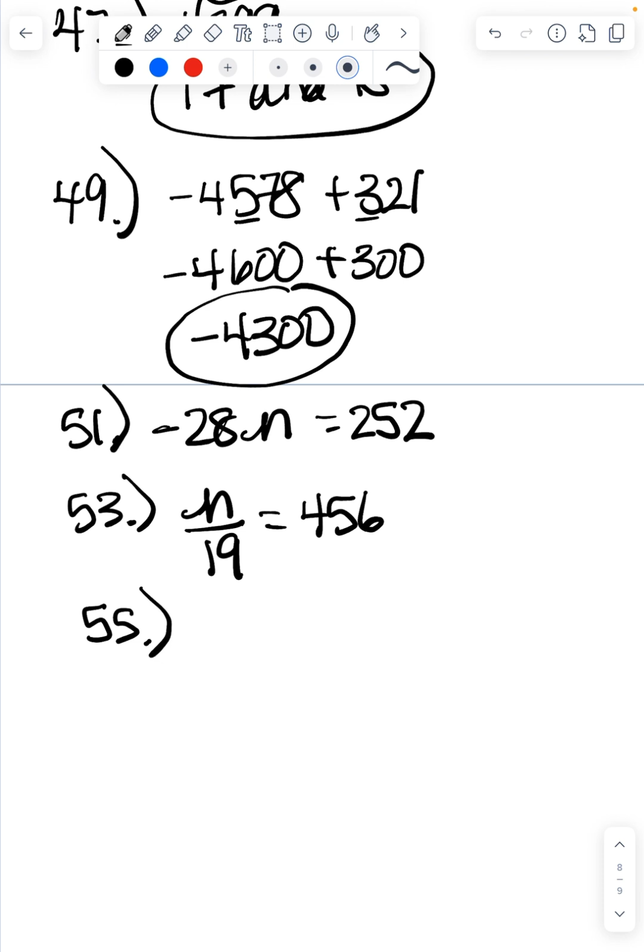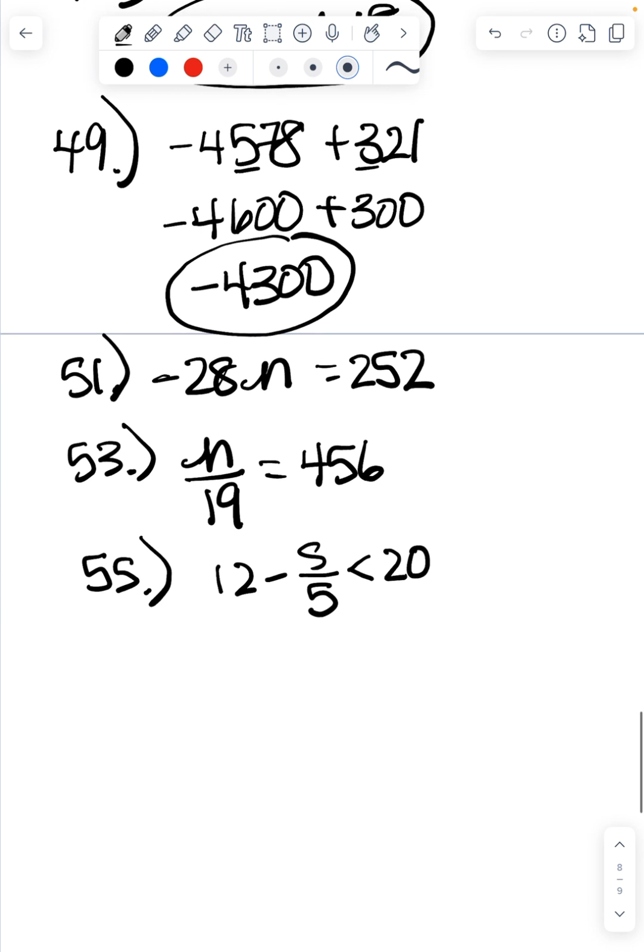Number 55, solve 12 minus s over 5 is less than 20. Okay, so here's our inequality. Where's our variable? Right here. What is being done to our variable? Well, the first thing we would do is divide it by 5. Negative 5, actually. Let's just go ahead and go like this. Plus the opposite and throw that negative down on the bottom with the number. So the first thing we would do is divide it by negative 5.